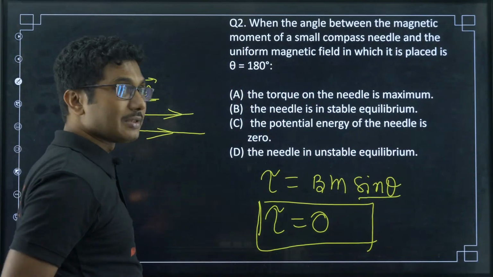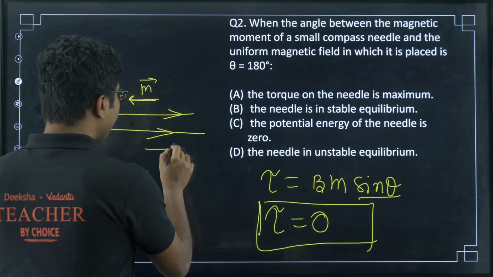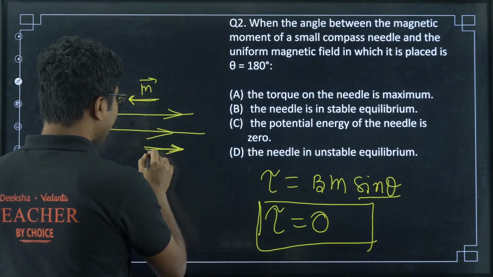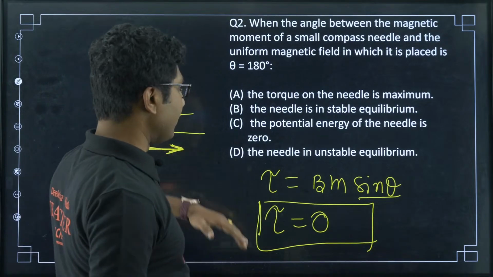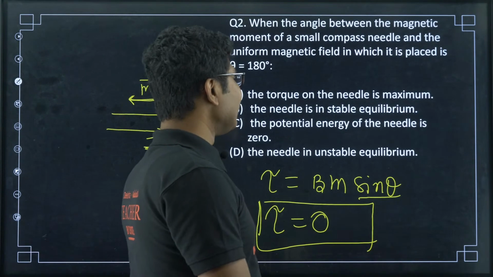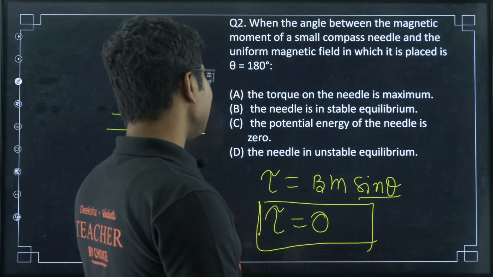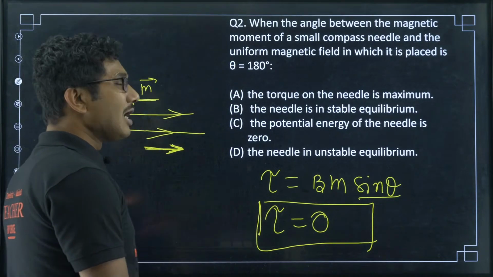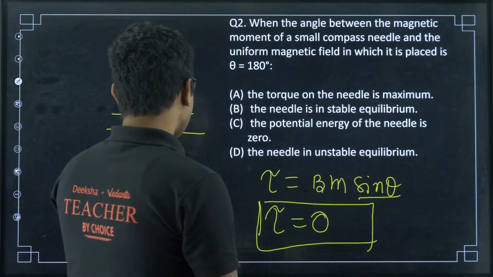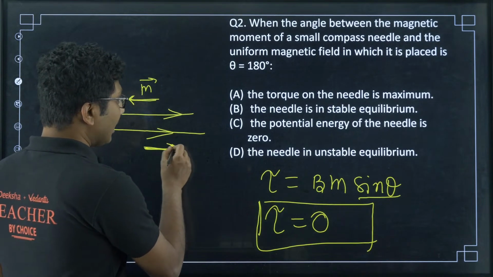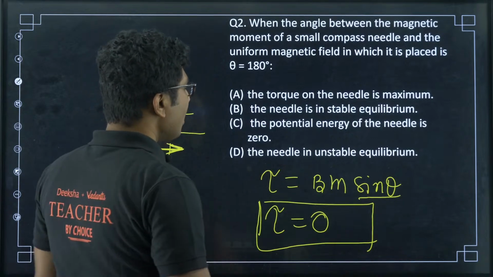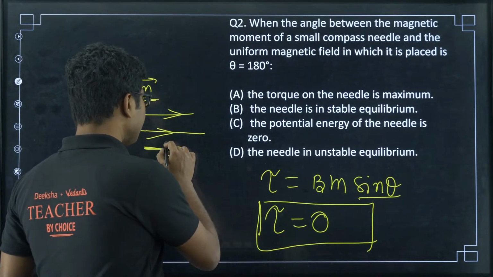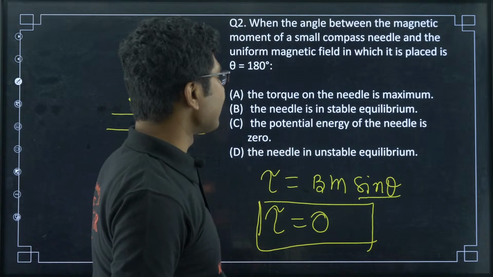Next, the needle is in stable equilibrium. Definitely it is not in stable equilibrium. Stable equilibrium will be only when the magnetic moment and the magnetic field align with each other. This is a stable equilibrium, right? Now, the potential energy of the needle is 0? Potential energy of the needle is not 0 in this case. Again, only if the needle is in stable equilibrium will the potential energy be 0. So potential energy is also not 0, but the needle is in unstable equilibrium.